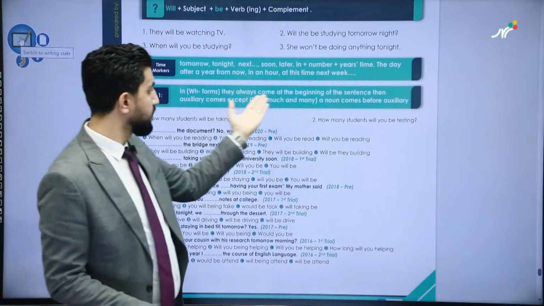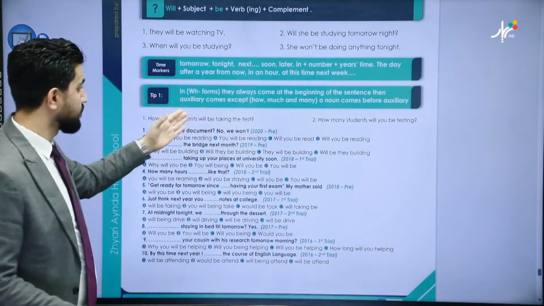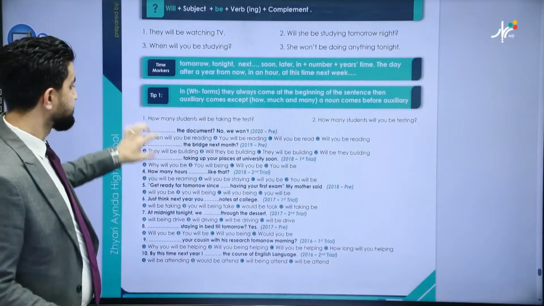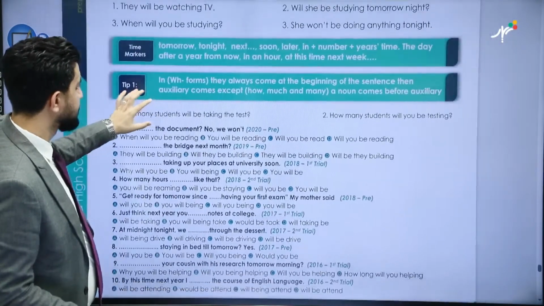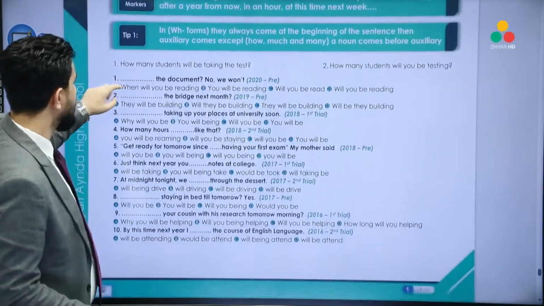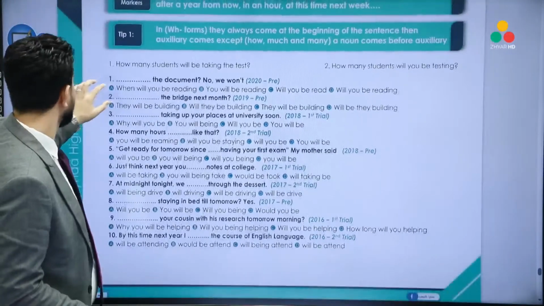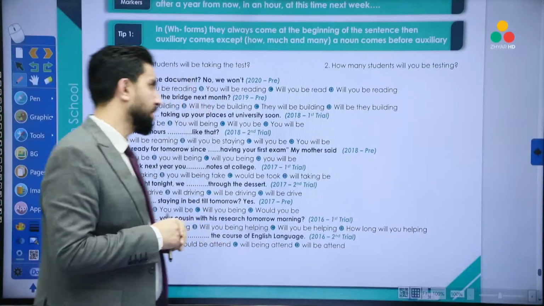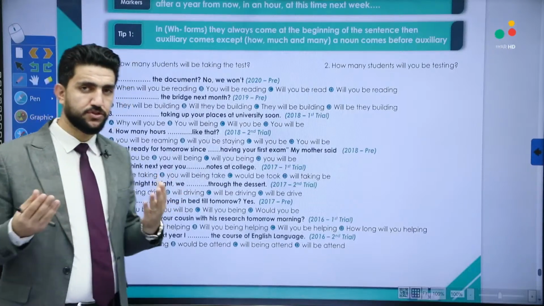So, WH questions, they always come at the beginning of the sentence, then the auxiliary verb, except how much and how many. We'll talk about that in a minute. All right. When it comes to how much and how many, when it comes to future continuous, this is how we talk about present future continuous.